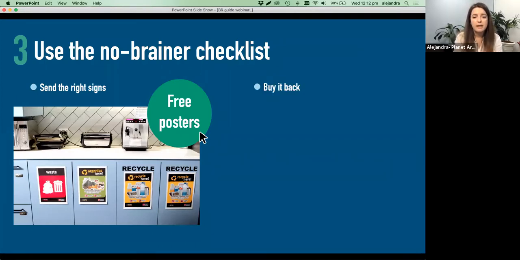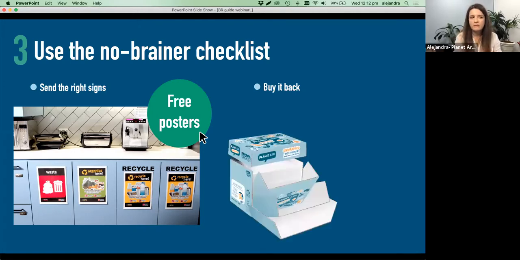And also buying it back. You are not really recycling unless you buy products made out of recycled material so that you can close the loop and generate that demand for recycled materials. A very, very easy one would be office paper. It's really easy to get.